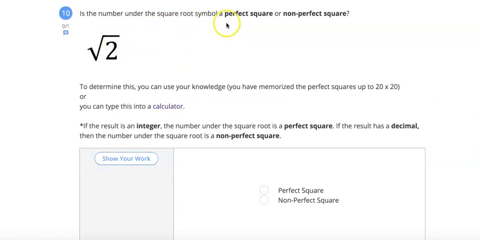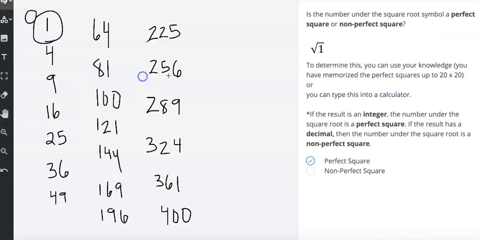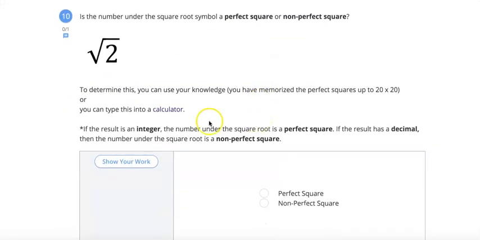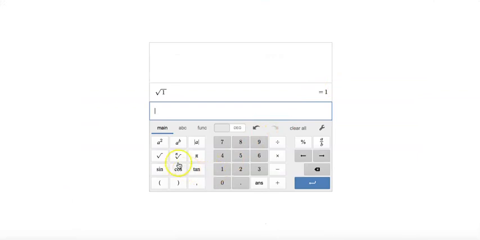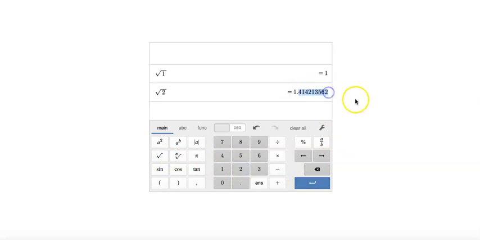Is the number under the square root symbol a perfect square or a non-perfect square? Well, if you look at the list that we made, is 2 on this list? 2 is not on this list, so it's not a perfect square. In fact, 2 would fall between the perfect squares 1 and 4, but 2 is not a perfect square. The other way you can tell is this. Let's go to the calculator, and we'll type in the square root of 2, and look, we don't get an integer. There's a decimal attached. It's not just 1, it's 1.41421, and you're going to have to trust me that this number goes on forever. There's no pattern in the decimal and it goes on forever. So the 2 is a non-perfect square.